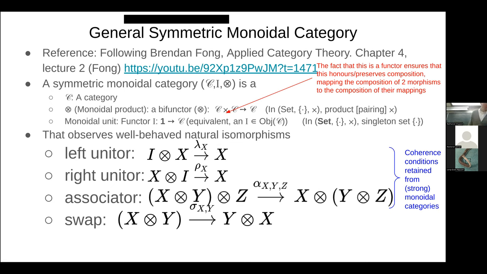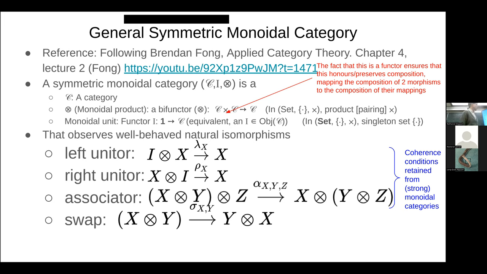Now, on to the new stuff. So what's a symmetric monoidal category? A symmetric monoidal category is a monoidal category with something extra that it observes. Can anyone spot it? I've changed the typeface, but you may notice lambda for left unit, rho for right unit, and the associator. What's new here? Swap. You can flip both of these, either one.